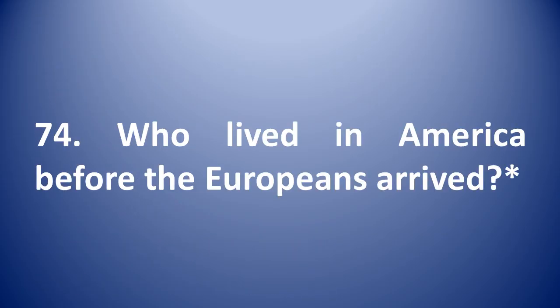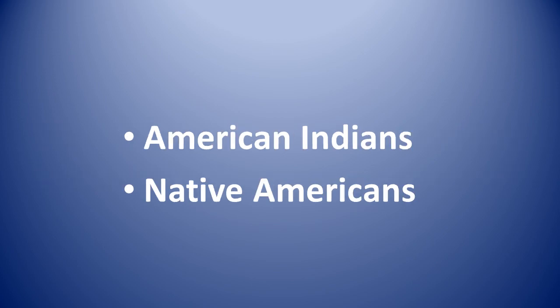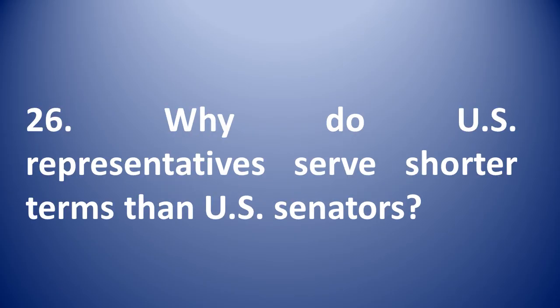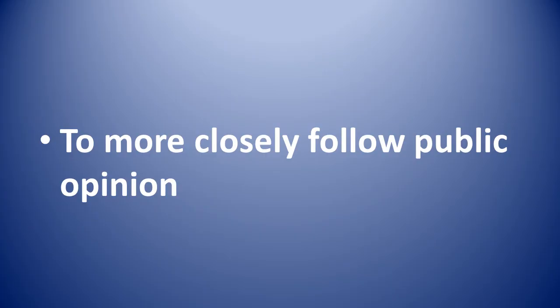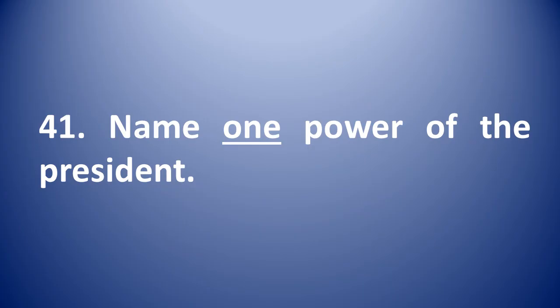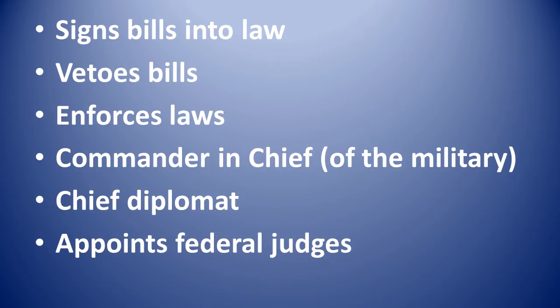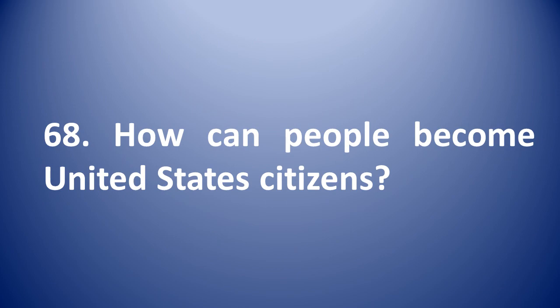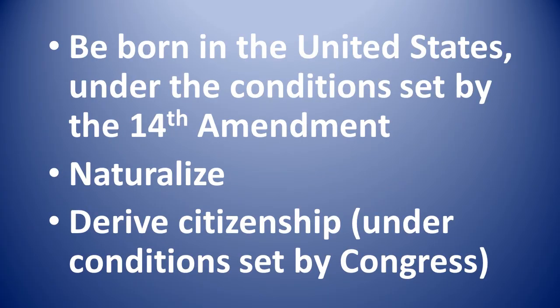Who lived in America before the Europeans arrived? American Indians. Why do U.S. representatives serve shorter terms than U.S. senators? To more closely follow public opinion. Name one power of the President. Vetoes bills. How can people become United States citizens? Naturalize.